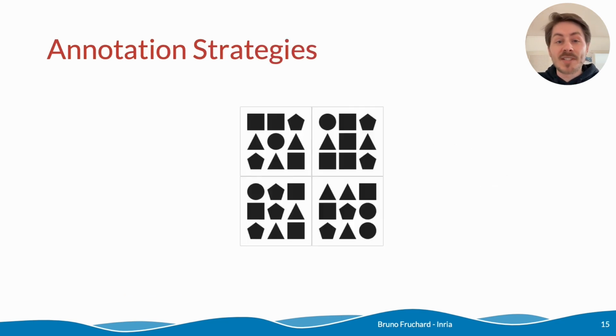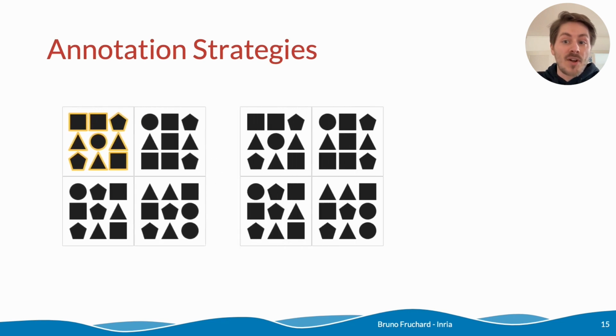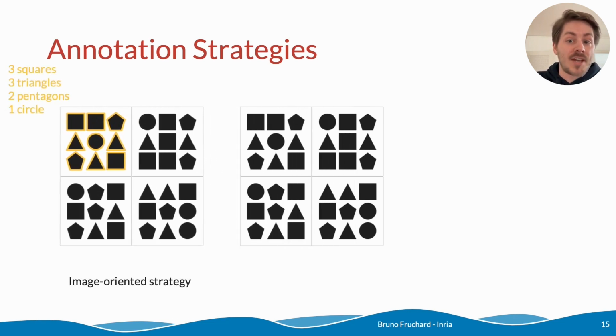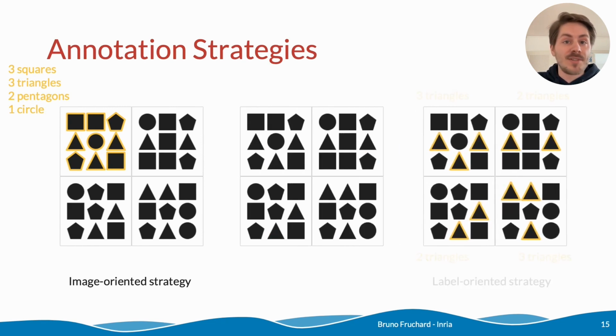To consider all possible task variants, we study their underlying strategies. Let's say the annotator is facing 4 images that consist of 9 shapes each, and they must count the shapes for each image. They can assign all labels on a single image at a time, thus adopt an image-oriented strategy, which relates to a tagging task. Or they can assign a single label to multiple images, thus adopt a label-oriented strategy, which relates to a browsing task.